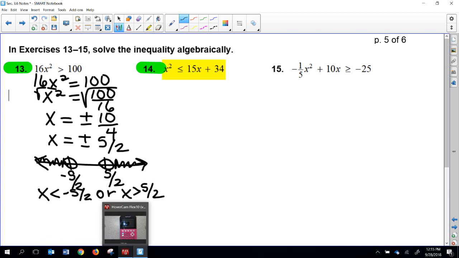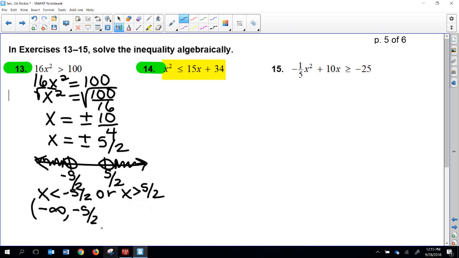Can anyone tell me what it would be in interval notation? What do we call this down here, guys? So negative infinity to negative 5/2, union, 5/2 to what? Infinity. That's going to be the solution. We have it written in both inequality form as well as interval notation.